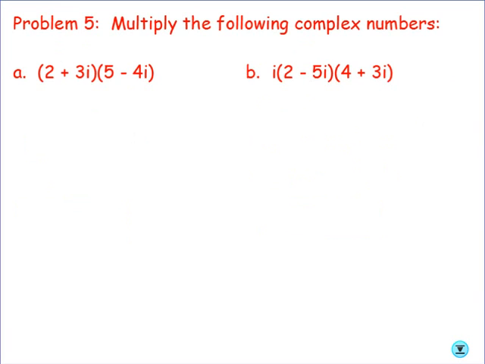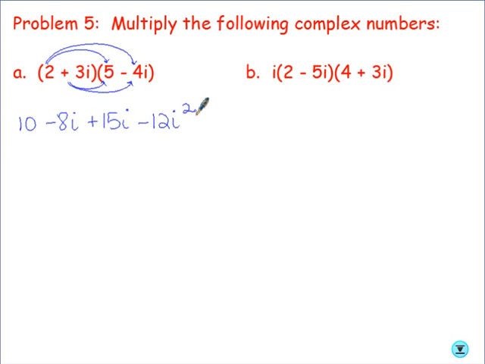Distribute. We're going to start with the 2. 2 times 5 is 10. 2 times minus 4i is minus 8i. And then we come to the 3i. Positive 3i times 5 is positive 15i. And positive 3i times negative 4i is negative 12i squared.